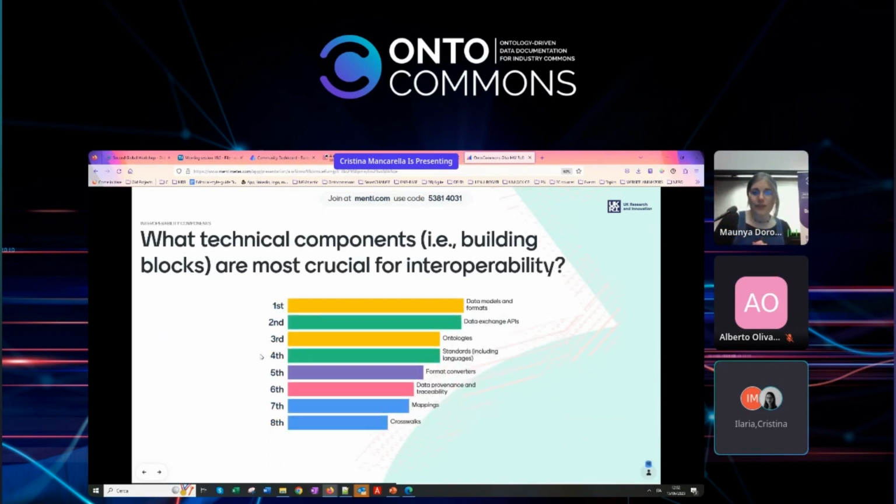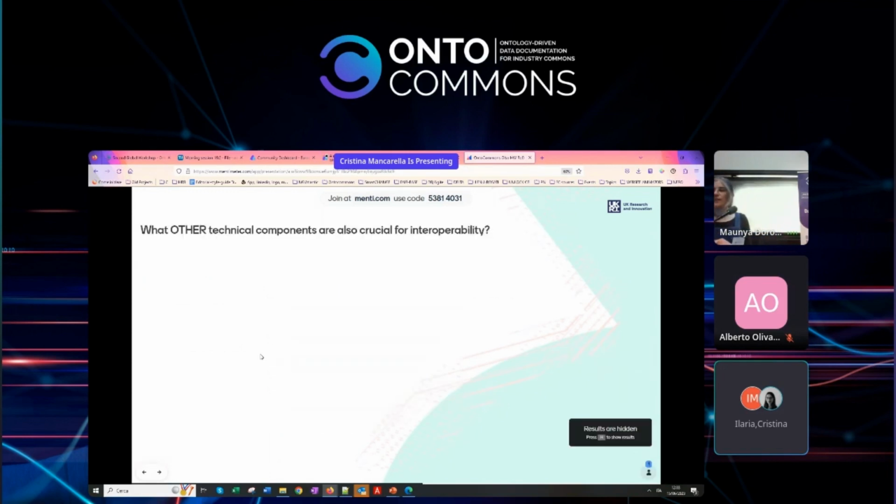So the first one was data models and formats. Ontologies is there, and data exchange APIs, standards mapping. The last one is crossworks, which maybe is just a sub-community. But data models, thank you. So here: are there any other components that are crucial?